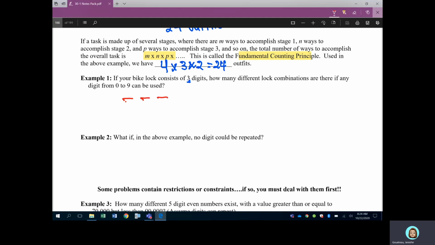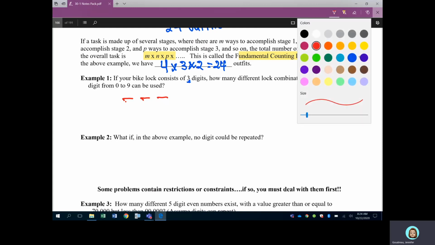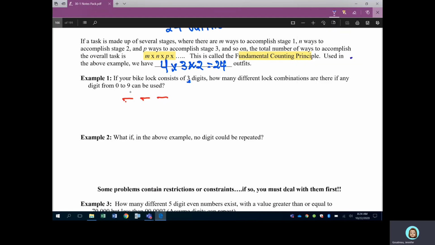that represents each of the 3 digits. And then on each blank, I'm going to put a number which represents the number of choices at that stage. So for digit number 1, I can use any of the digits from 0 to 9. That means I have 10 options to choose from, so I'm going to write 10 in that blank. Same thing with the second digit. We can use any of the digits from 0 to 9.